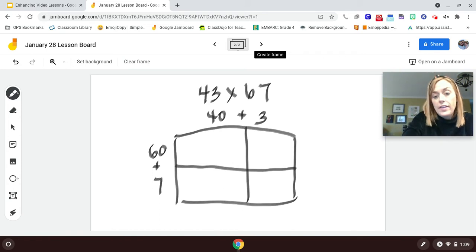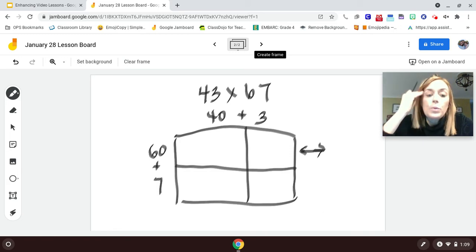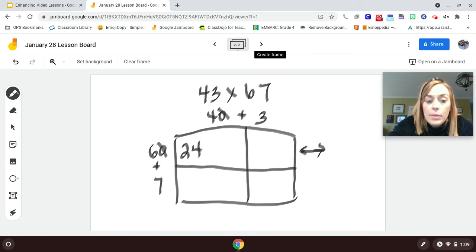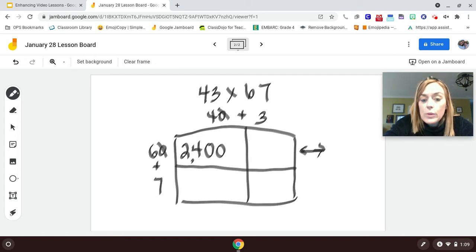So I'm going to do this box first, okay? 60 times 40. Again, I'm going to cover up my zeros for both. I'm going to act like they're not even there. 6 times 4 is 24. And then I'm going to bring my zeros back. 2,400. Now I'm going to move to the right. Same thing. I'm going to act like that 0 in the 60 doesn't even exist. 3 times 6 is 18. Bring my 0 back. 180.